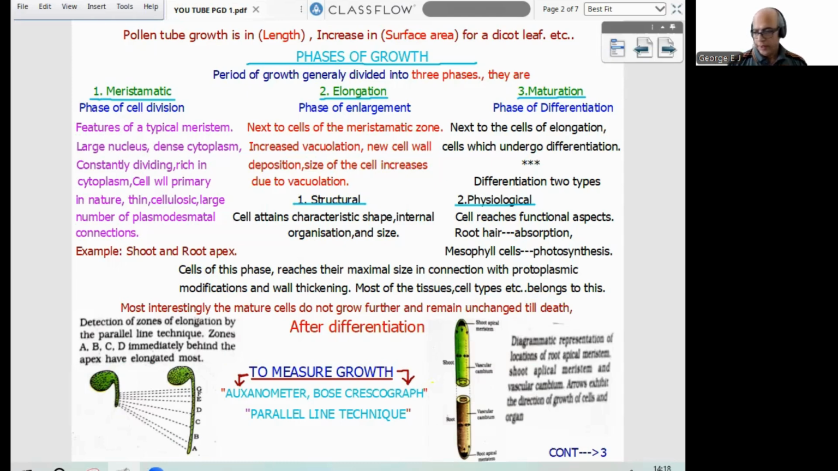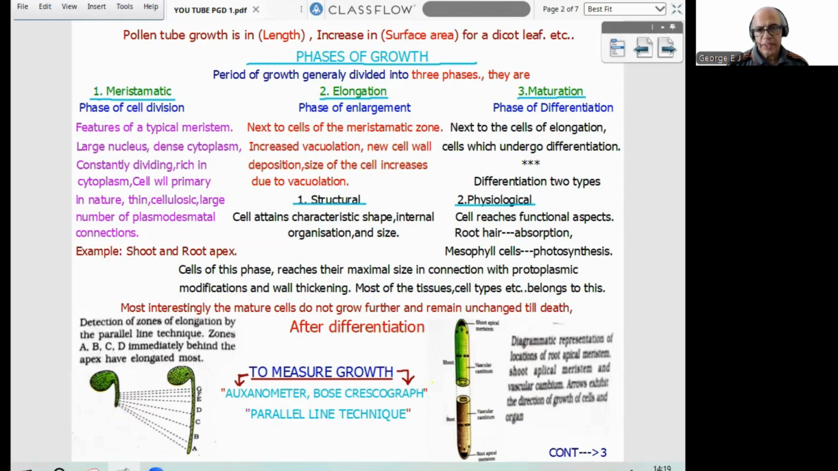Now we can find two diagrams there. One is called the line technique. It is to find the increase in length. A seedling will be taken and some spots will be marked. After one or two days, or after hours, we check where these marked spots are. We can find that the area between the markings has increased, and that will be more towards the basal part where cells undergo division. That is the parallel line technique.